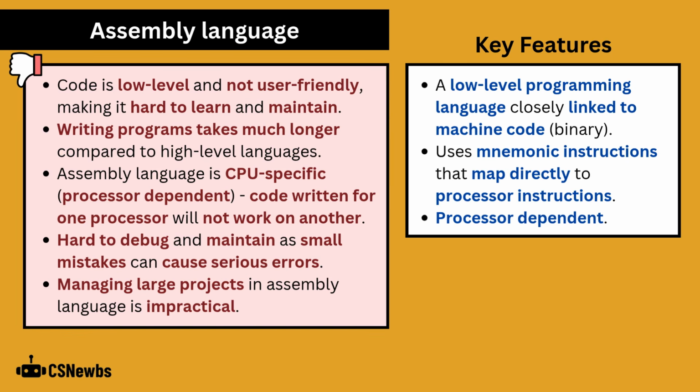However, code is low-level and not user-friendly, making it hard to learn and maintain. Writing programs takes much longer compared to high-level languages. Assembly language is CPU-specific, known as processor-dependent, meaning that code written for one processor will not work on another. It's hard to debug and maintain, as small mistakes can cause serious errors, and managing large projects in assembly language is impractical.